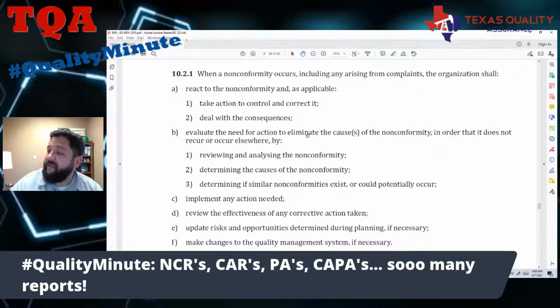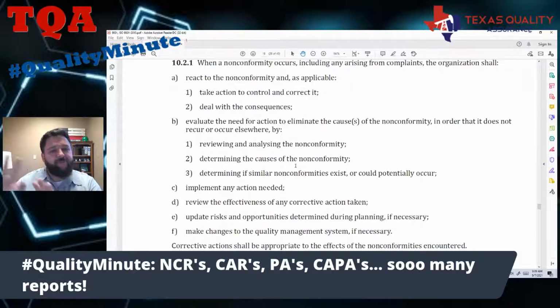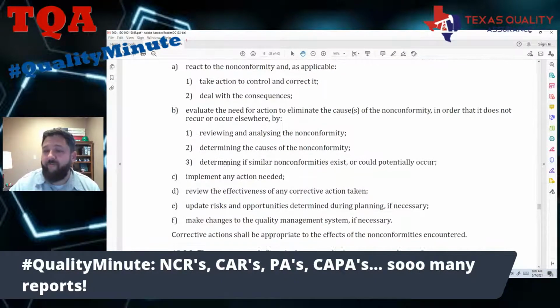We're going to evaluate the need for action to eliminate the cause of the nonconformity. So cause. Now we're getting into root cause. So nonconformance report, if you read in section 8.7, we don't care about the cause. We don't care about prevention. We had a problem and we dealt with it and we moved on. We want to determine here the cause of the nonconformity, determining if similar nonconformities exist or could potentially occur. So this puts us in that preventative action here a little bit, and also tells us trend analysis is a very, very good thing for us.